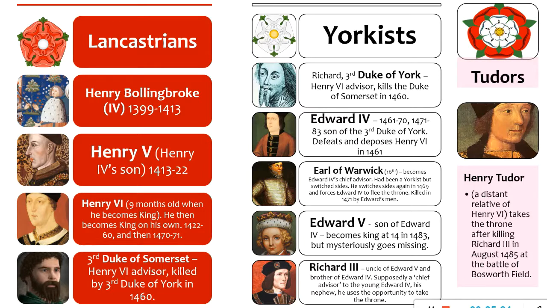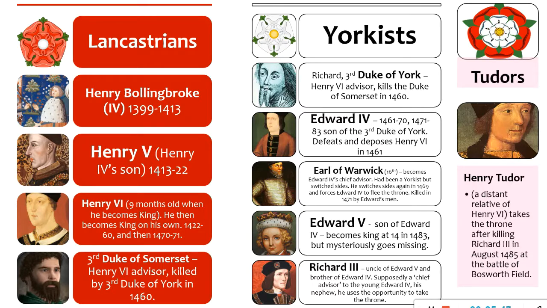And as we may know, there's a lot of speculation about what happened to Edward V, but certainly he was killed. He went missing, and most likely at the hands of Richard III. And that brings us finally to the figure who ends the War of the Roses, the figure who kills Richard III. On the right-hand side of our screen, Henry Tudor.